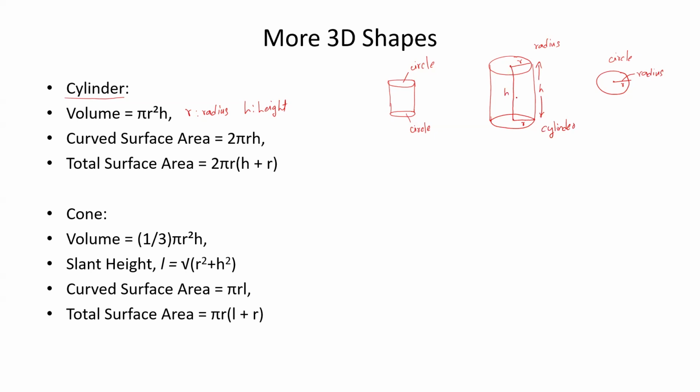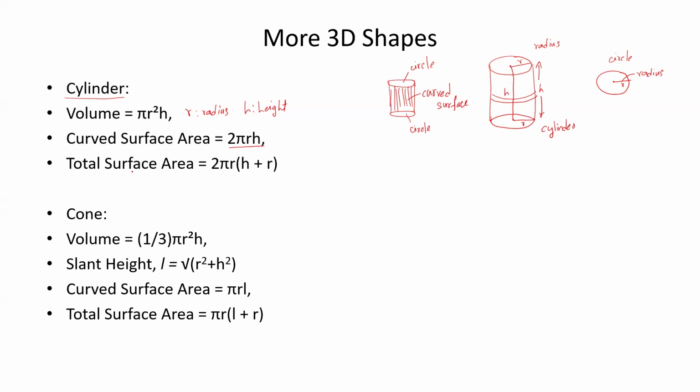Curved surface means this surface. You got it? This surface. So cover this whole surface. This is the curved surface. So just the boundary, okay? This hollow thing. This is the curved surface, and it is given by 2 pi r into h. So curved surface is 2 pi r into h.